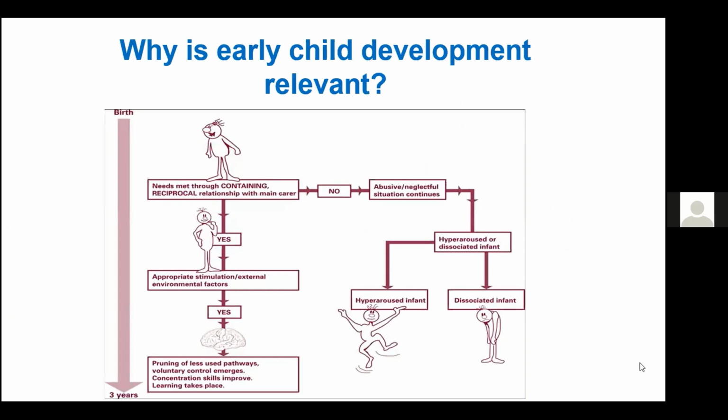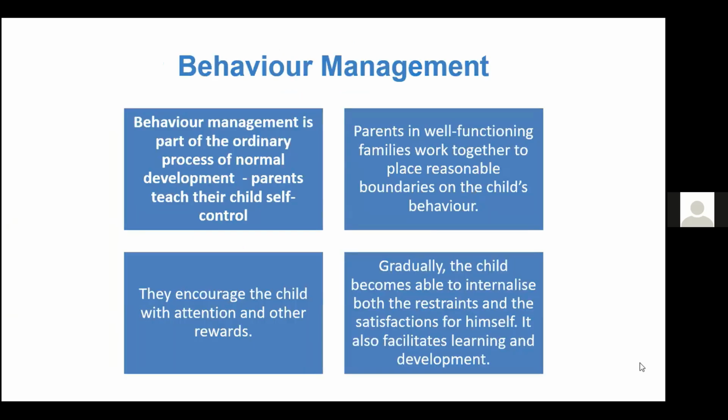Okay, so why is early child development relevant? We've thought about this a lot already, but I think this slide just captures it nicely. So I'm not going to go into this in great detail, but it gives you a nice flow diagram as to why that early relationship is so important, why that healthy attachment cycle is so key, because it's providing that containing and reciprocal relationship, which then allows for that healthy model, and also that greater brain development. So that is just a nice reflection, really, of the ideas that we've been talking about.